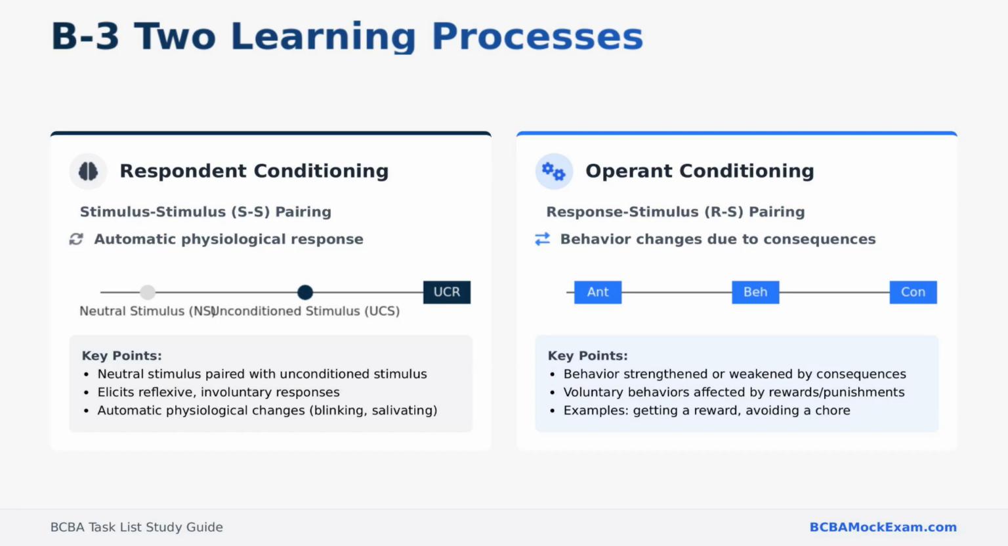The key difference? Respondent conditioning elicits reflexes. It happens to you. Operant conditioning emits behavior. It happens because of what you do. One is automatic. The other is voluntary and consequence-driven. Here's a quick exam tip. If you see SS pairing and words like salivation or blinking, it's respondent. If you see reinforcement, punishment, or escape, that's operant.